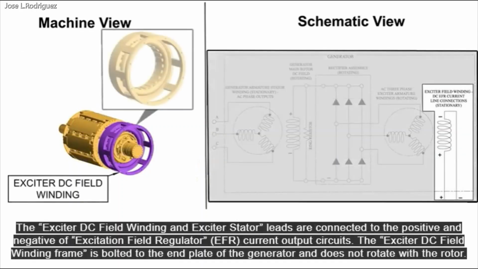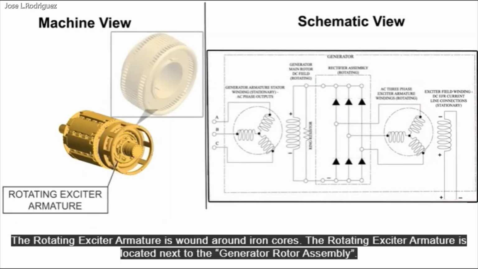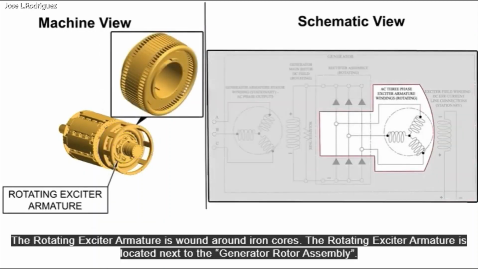The exciter DC field winding and exciter stator leads are connected to the positive and negative of excitation field regulator current output circuits. The exciter DC field winding frame is bolted to the end plate of the generator and does not rotate with the rotor. The rotating exciter armature is wound around iron cores. The rotating exciter armature is located next to the generator rotor assembly.